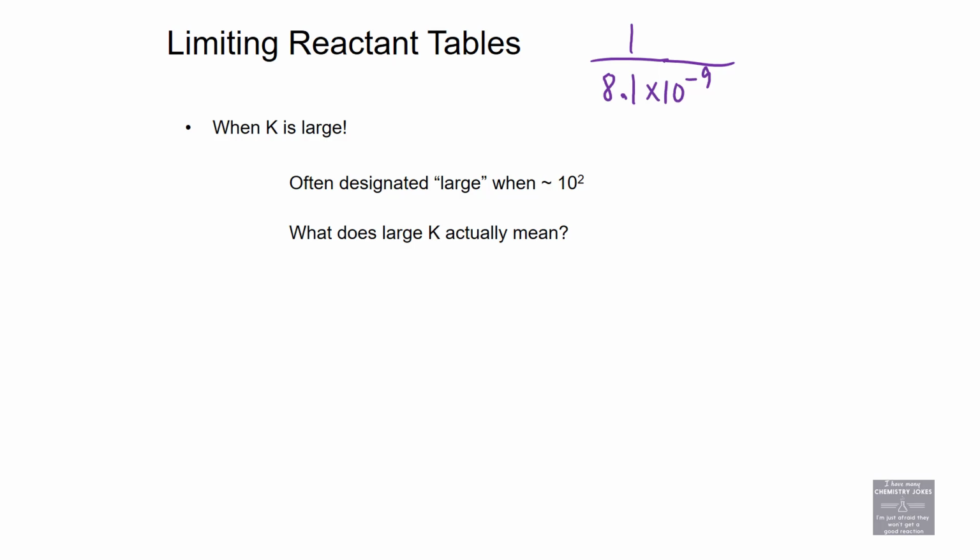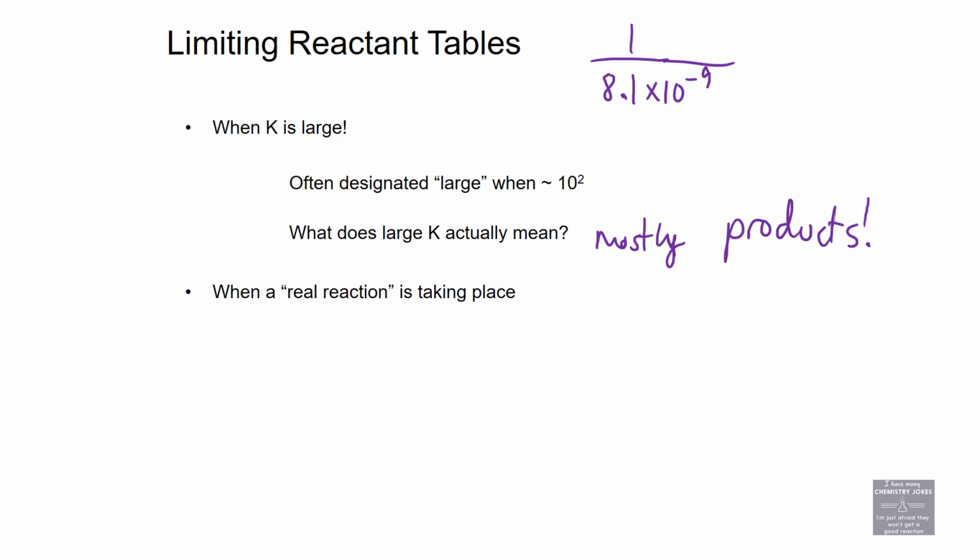So, yeah, large. What does a large K actually mean? It means mostly products. It means the reaction essentially goes to completion and there are very little reactants left over. Okay. We do limiting reactant tables when there's, quote, a real reaction taking place. So far, this means precipitation. We're going to do some other types of calculations where we do limiting reactant tables, but so far it's just a precipitation. Ions coming together to make a solid.